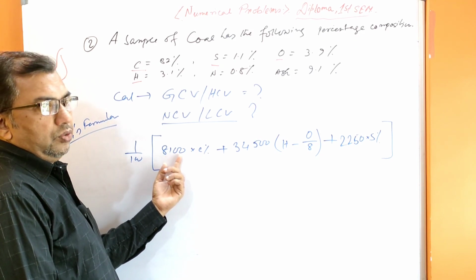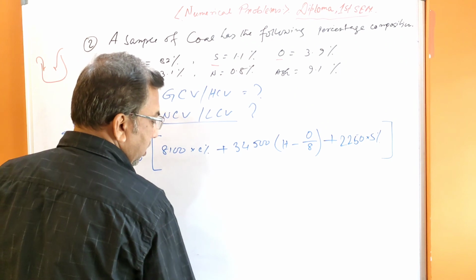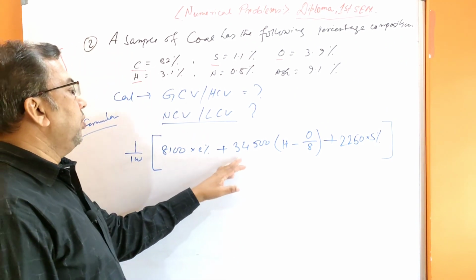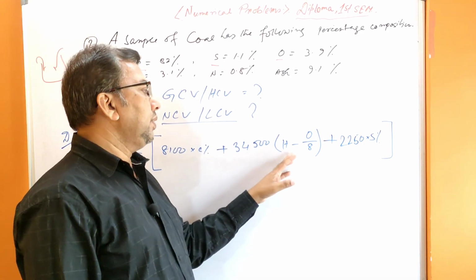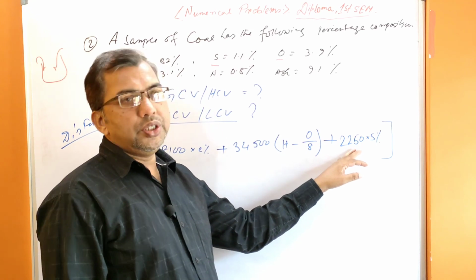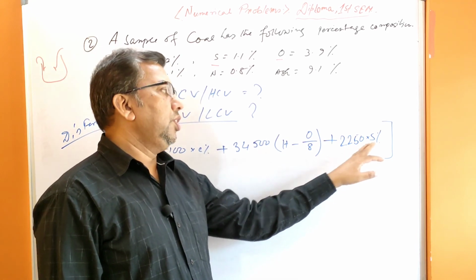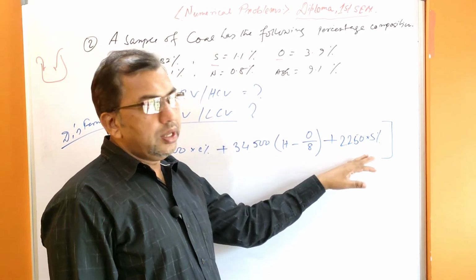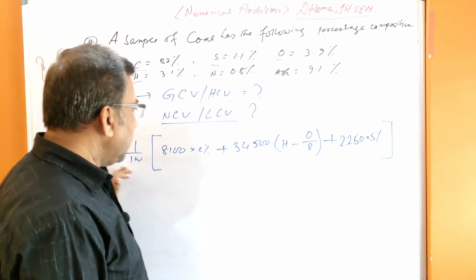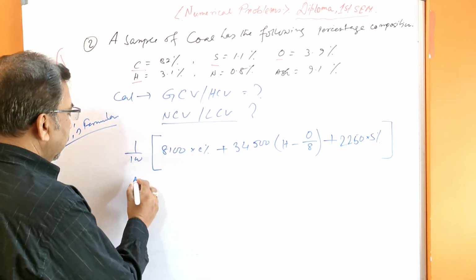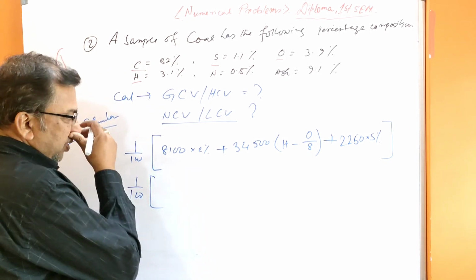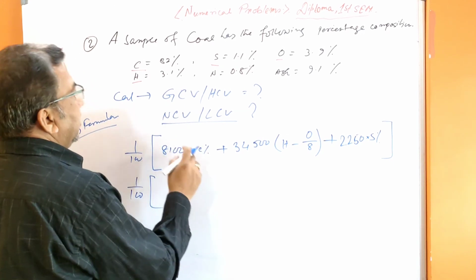So you can write it in this way: 8100 into carbon percentage plus 34500 into hydrogen percentage minus oxygen percentage by 8 plus 2240 or 2250 into sulfur percentage. Okay, you may write it, a little bit of deviation will occur. So apply this formula and write it as it is by 100, so you do not need to write the percentage.